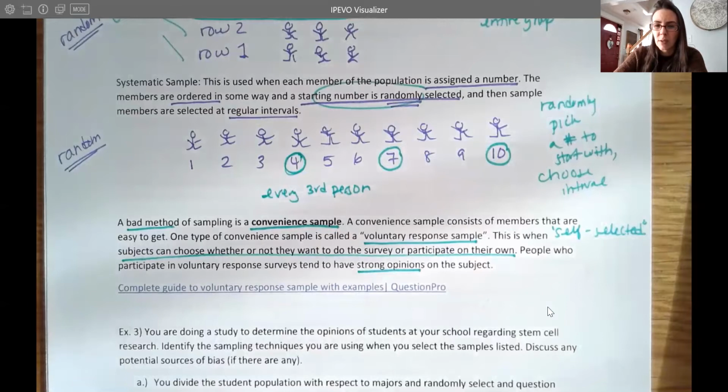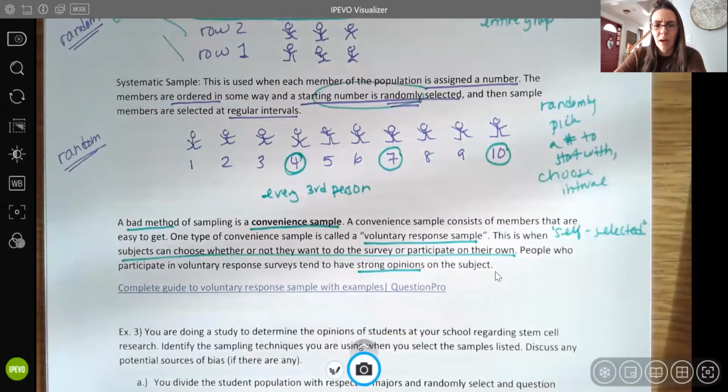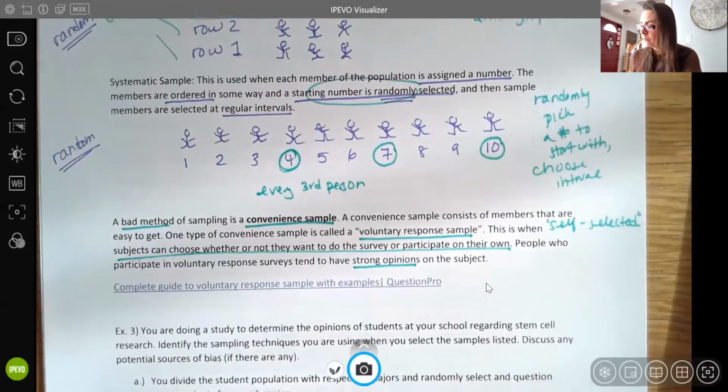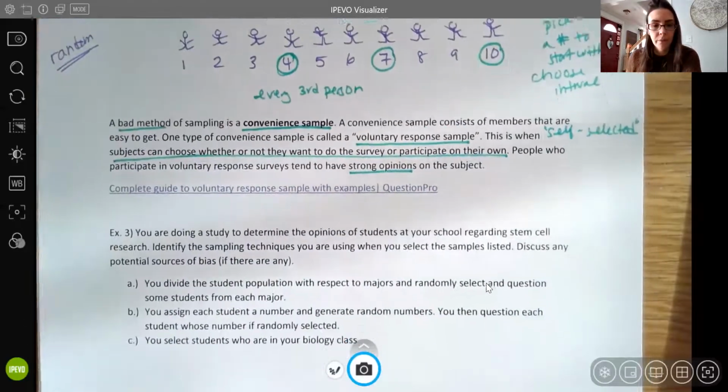So you just want to be careful when you see these polls on the news or in papers or in magazines. Really think about, where did that information actually come from? Because it may not represent the population.